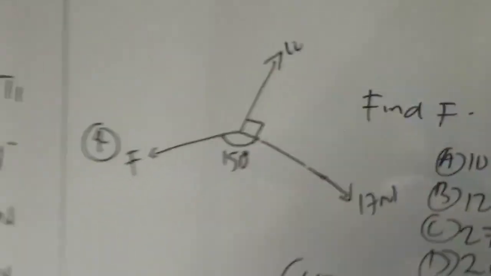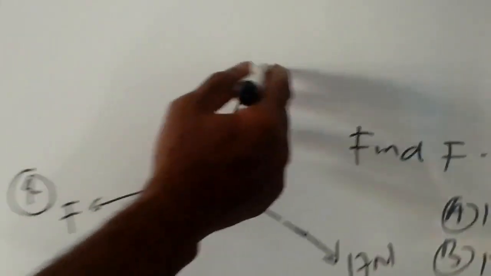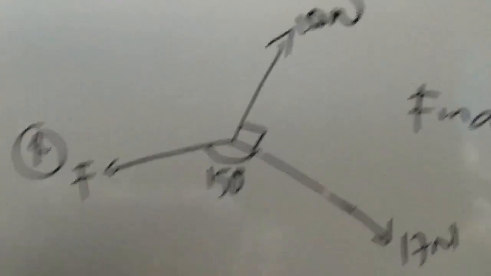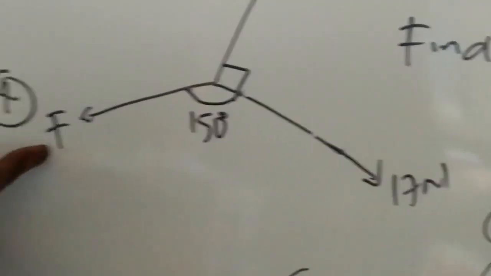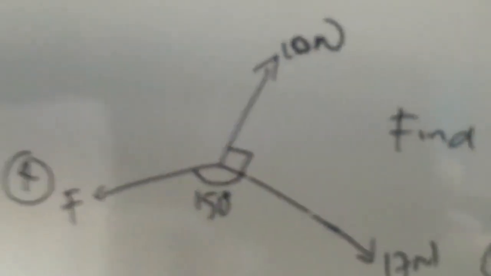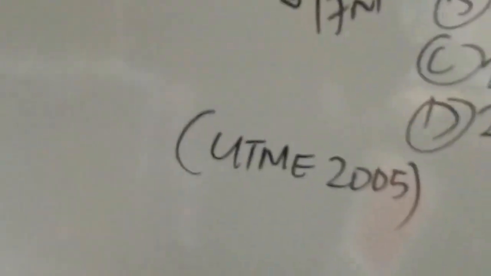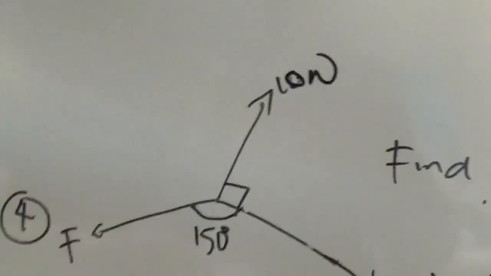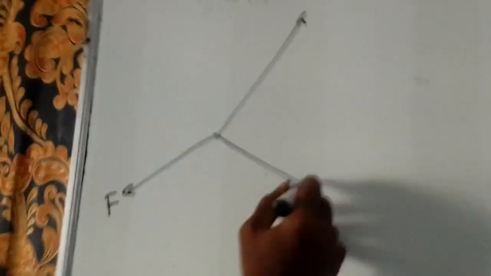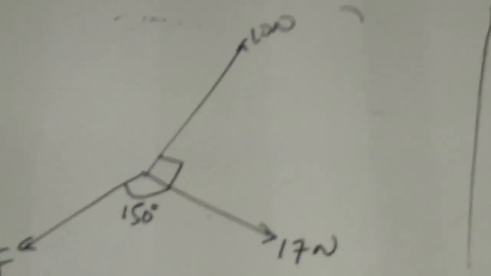So go to number four. The force here is 10 Newton. Here is 17 Newton. Here is F, unknown value F. And we are asked to find F. So you look at this problem now. This is a problem of Lami's theorem. Let me draw a diagram here once more. We have this, F, 17 Newton, 10 Newton, and then 150 degrees there, the angle made there, and we have to find the value of F.